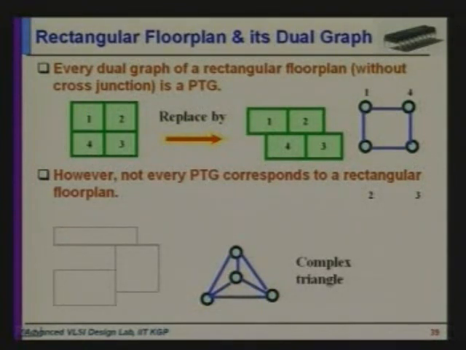Okay. However, not every planar triangulated graph will have a rectangular floor plan. For example, this has a complex triangle. That means this, and this forms a complex triangle, and I cannot have a rectangular dual for this. You understand why?